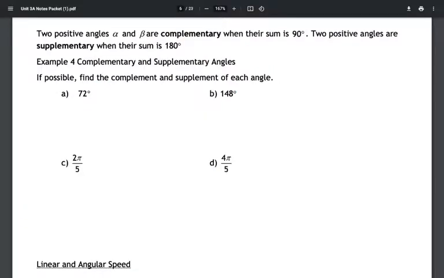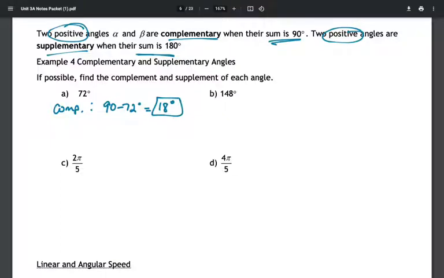Okay, next we need to remind ourselves of what complementary and supplementary are. 2 positive angles are complementary when their sum is 90, and 2 positive angles are supplementary when their sum is 180. So they want us to find one of each. To do a complementary, I would do 90 minus 72, and so that would be 18. So 18 degrees is complementary to 72. Okay, to do supplementary, I'm going to do 180 minus 72 degrees, which is 108. So those are my complementary and supplementary angles.